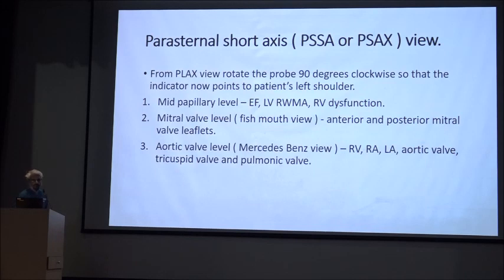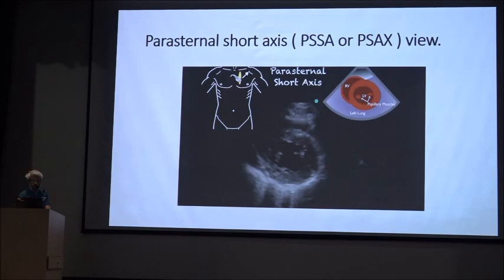Coming on to the next view, the parasternal short axis view. In this view, from the parasternal long axis view that we obtained, the indicator was on the right side of the patient. We just need to keep the probe there and rotate it 90 degrees, so that the indicator now points toward the patient's left shoulder. In this we can obtain three views, but to start with we'll try to obtain the mid papillary view.